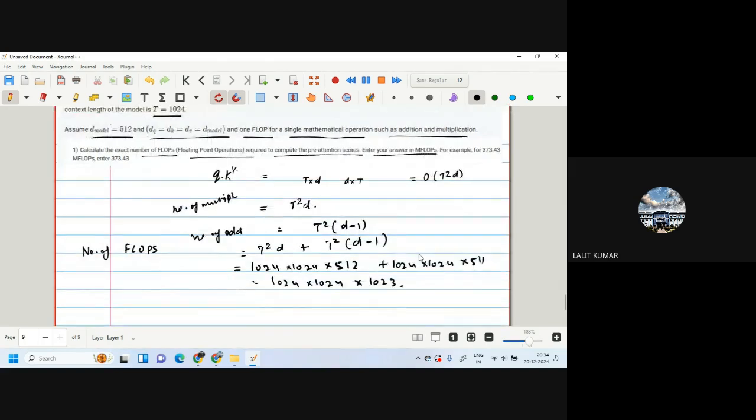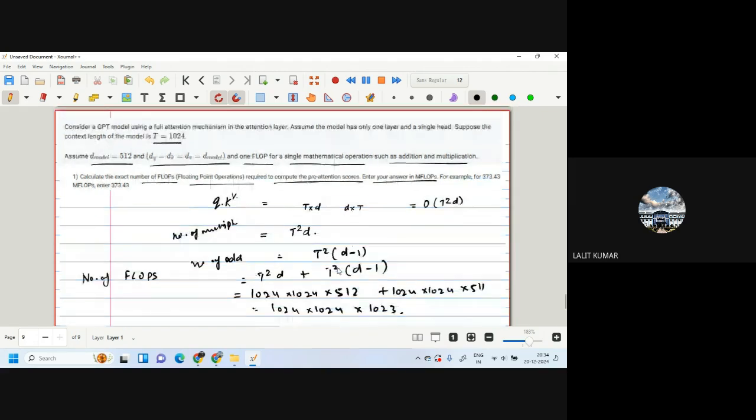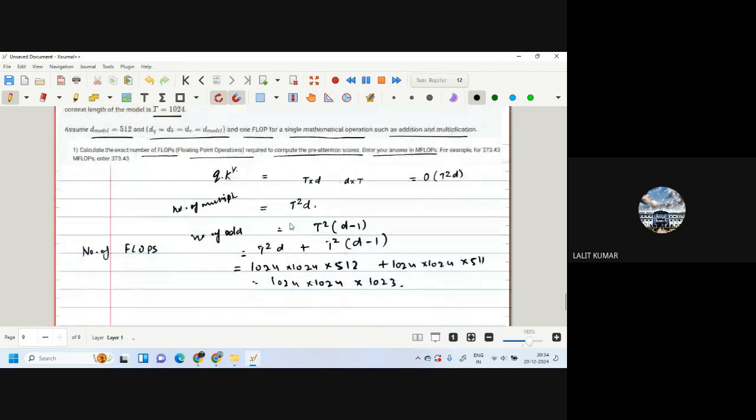Okay. So these are the number of flops now. This is their number of flops. So now you have to answer in the M flops. So for M flops, you will divide by 10 to the power 6.